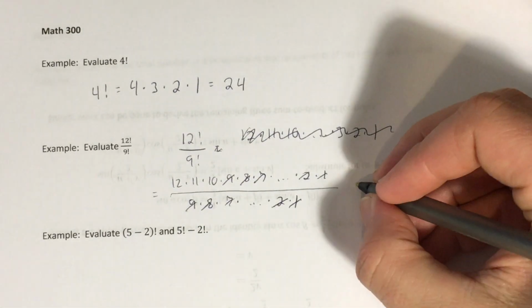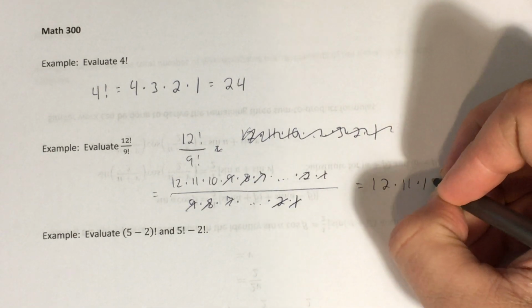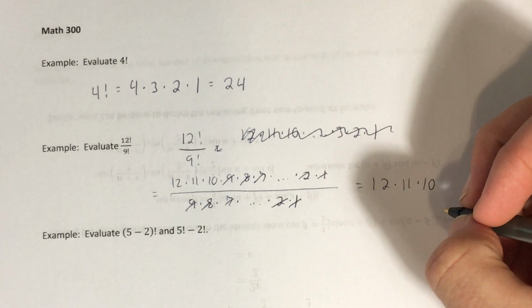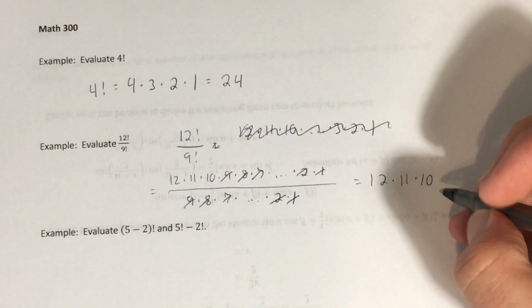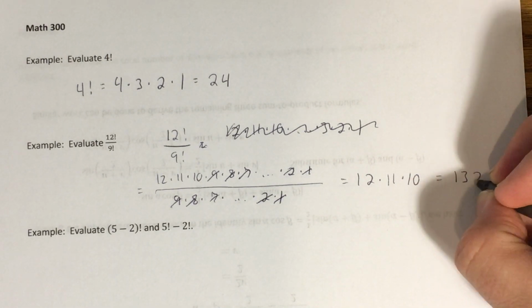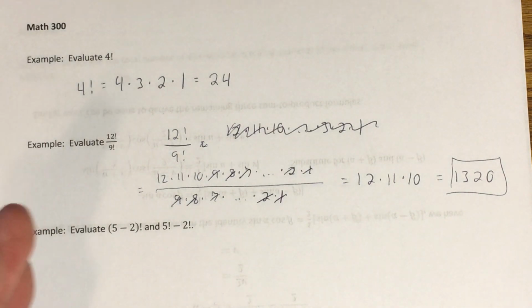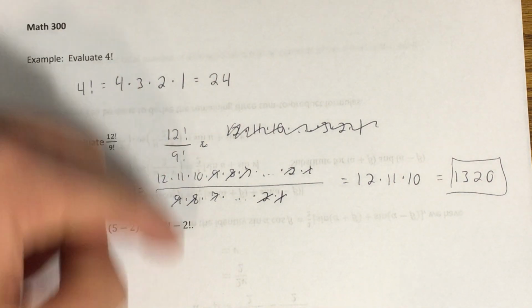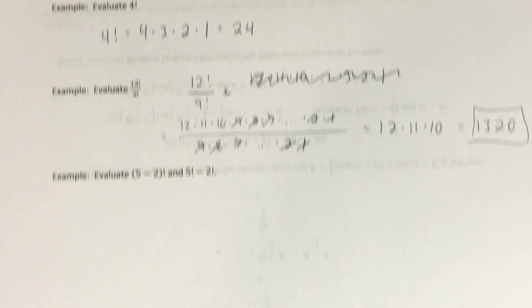So really, what's left? 12 times 11 times 10. Right? And that's not that bad. 12 times 11 is 132. If I multiply that by 10, I get 1,320. So you notice it's much more efficient to just look for what cancels in a problem like this. And that's generally how you want to deal with those.